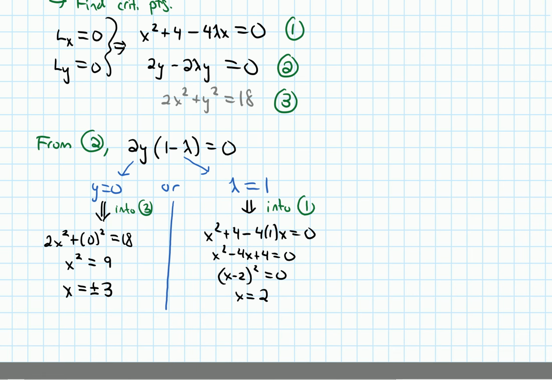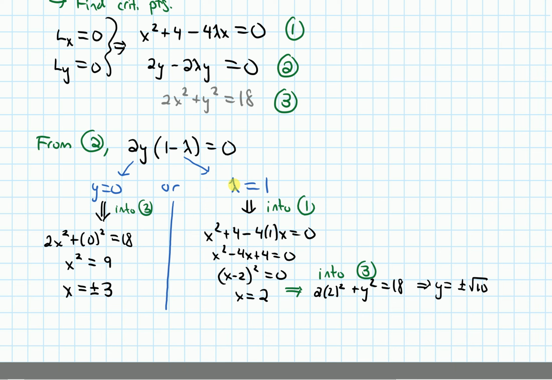So actually, I'm running out of room here a little bit. Let's do it on the side. Let's plug it into equation 3. That'll give us 2 times 2 squared plus y squared equals 18. If I rearrange this, we'll get y squared equals 10. And if I square root, we'll get y equals plus or minus square root of 10.